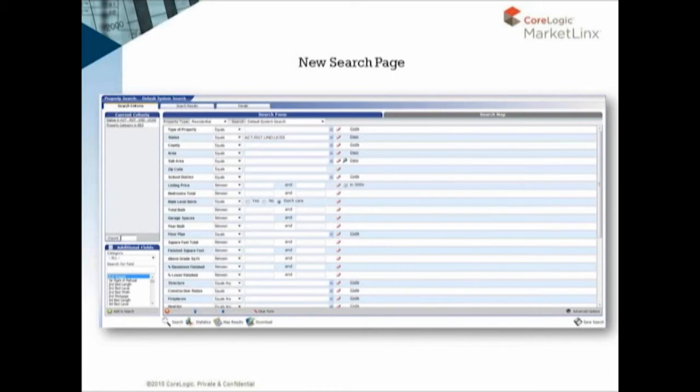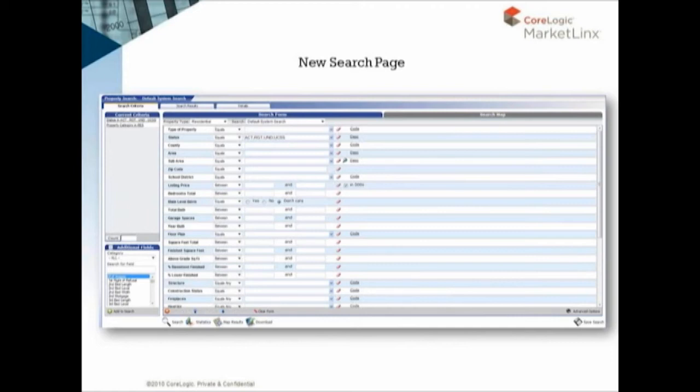You start at the top, you go from left to right, and read it as a sentence. You know, list price between this and this. Square footage between this and this. Area is this. So again, it's just filling out a form just like any other form you've ever filled out before.